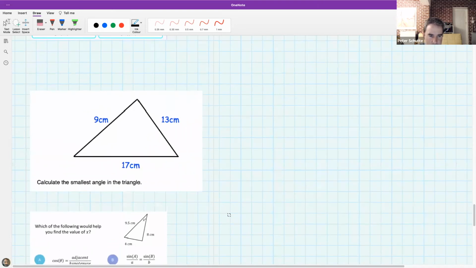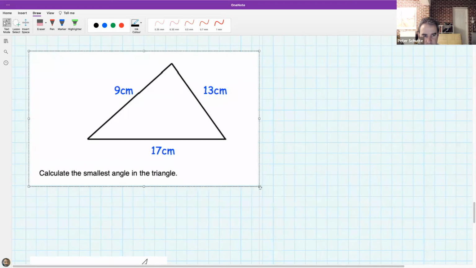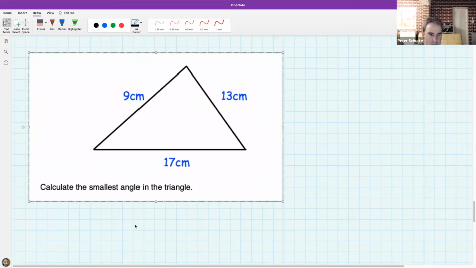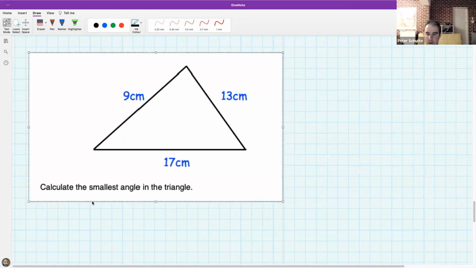I want to start by asking you, calculate the smallest angle in the triangle. However, I'm not going to give you too much more information. So maybe someone in the class can help tell us which angle is the smallest, given that this is all the information we've been given. Who would like to assist us in trying to figure out, okay, cool, the smallest angle, but which of the 3 angles is going to be smallest? There's 3 of them. Aha. I do see a hand.